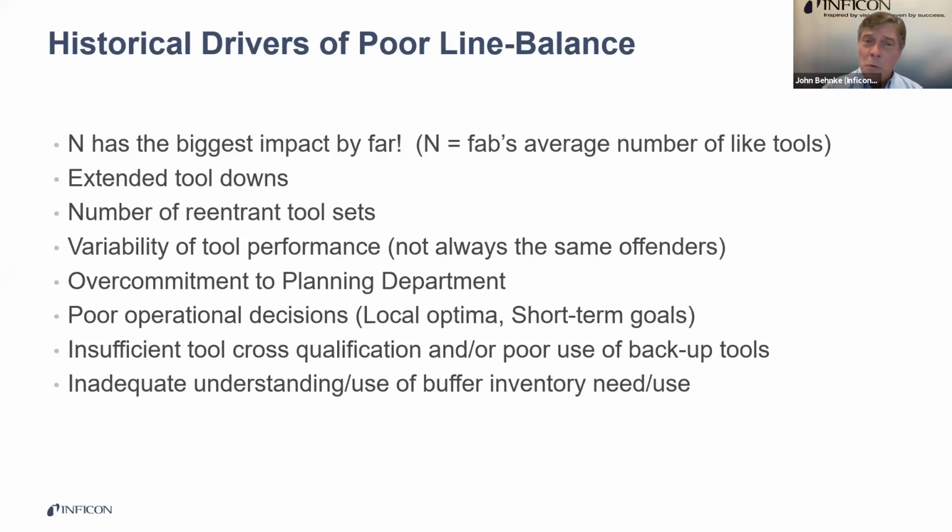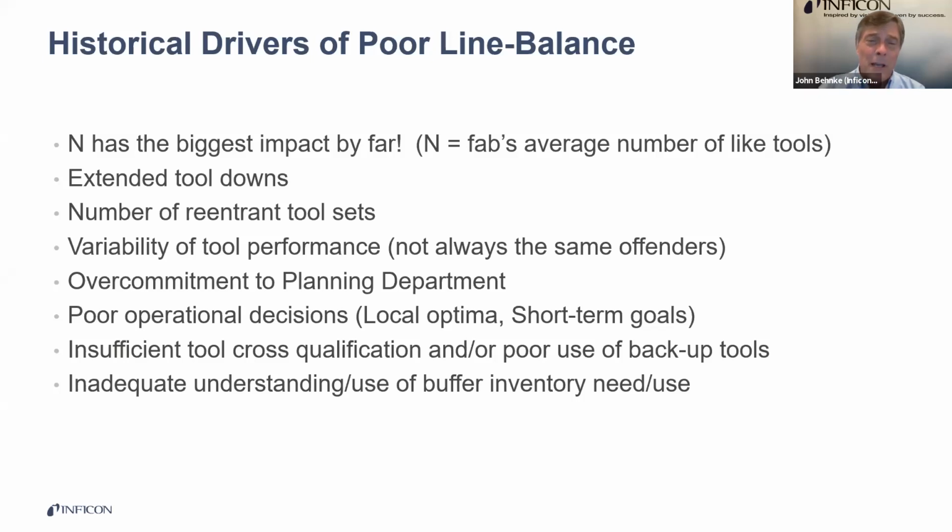But if you only have 2 tools, it's very difficult because your tools go down. The second biggest thing that drives line linearity is extended tool downs. So effectively, if you have 2 tools, each tool is 50% of your capacity, and one is down for a week, you are going to have a very non-linear line, or what people often refer to as a large WIP or inventory bubble. So again, we'll talk a little bit about that.